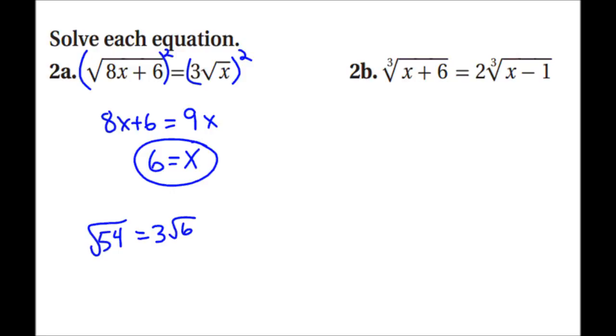Now we have to check this because we have 54, which is 9 times 6. The square root of 9 is 3. So we do get 3 radical 6 equals 3 radical 6. So that works.